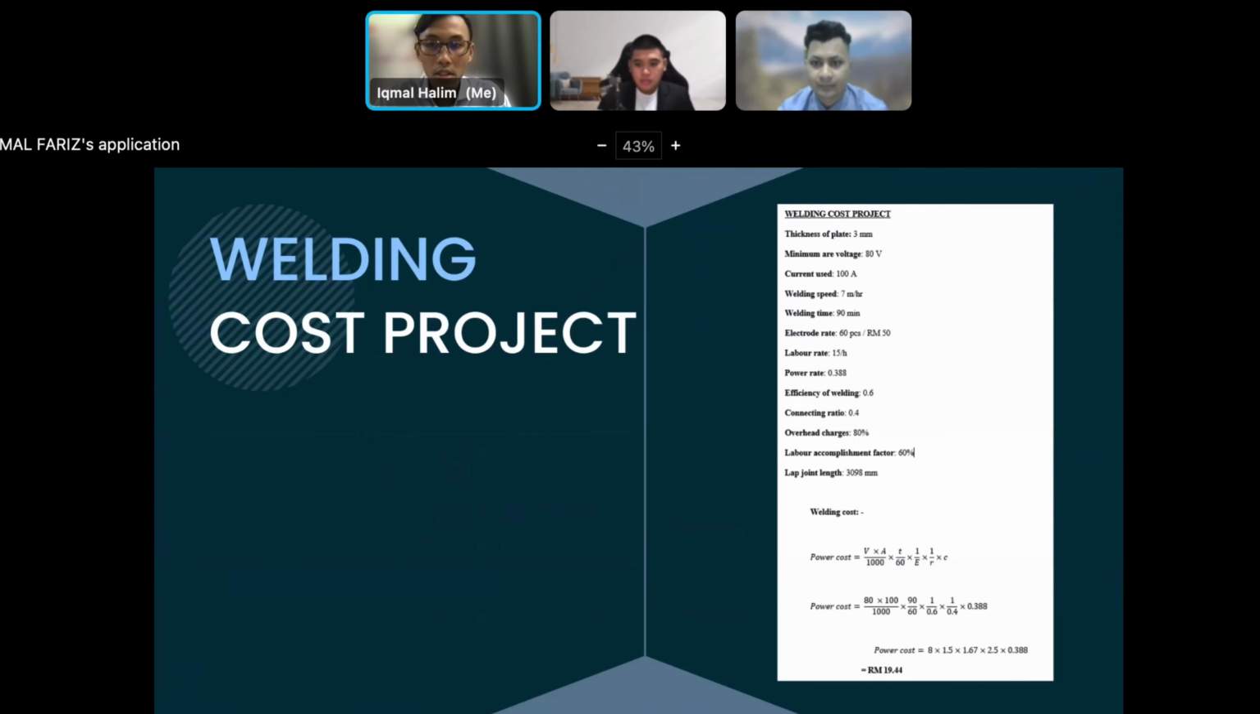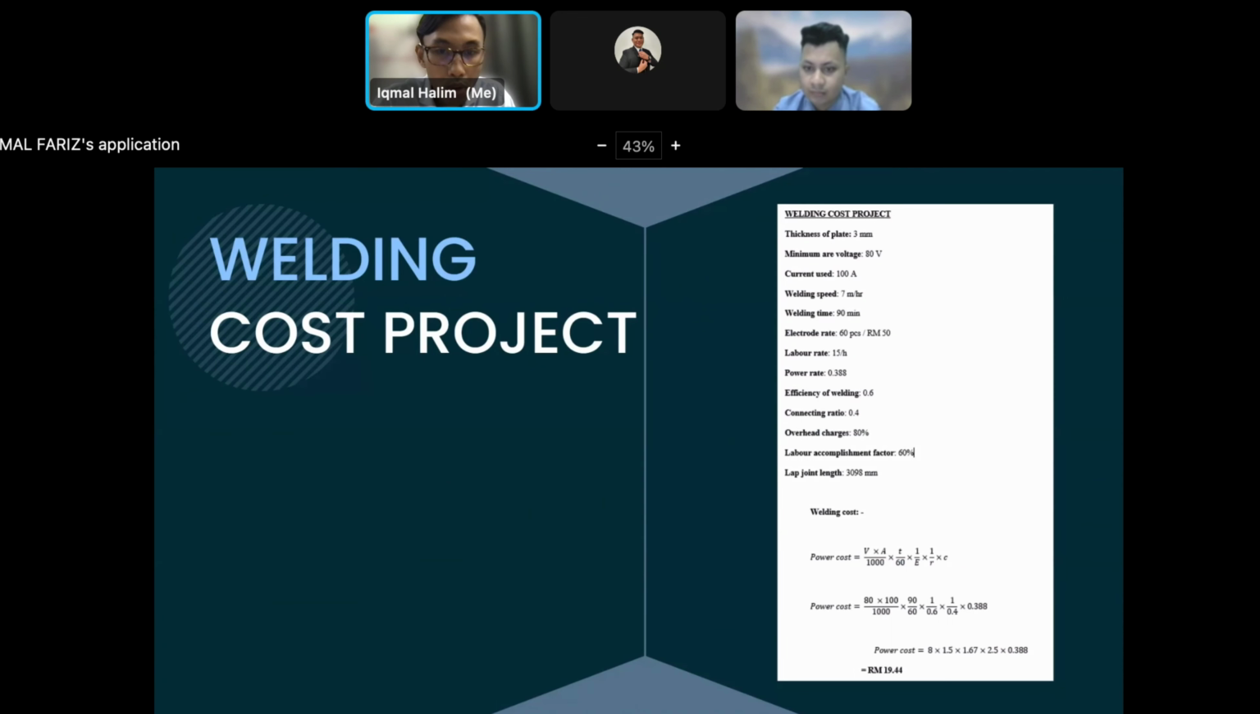Okay, next this is the welding cost project, which is the calculation for the welding project in more detail. As you can see for the welding cost project, first we have thickness of plate, minimum voltage, current use, welding speed, welding time, electrode rate, labor rate, power rate, efficiency of welding, connecting ratio, overhead charge, labor accomplishment factor, and last is lap joint length. All these criteria we can use for the calculation.